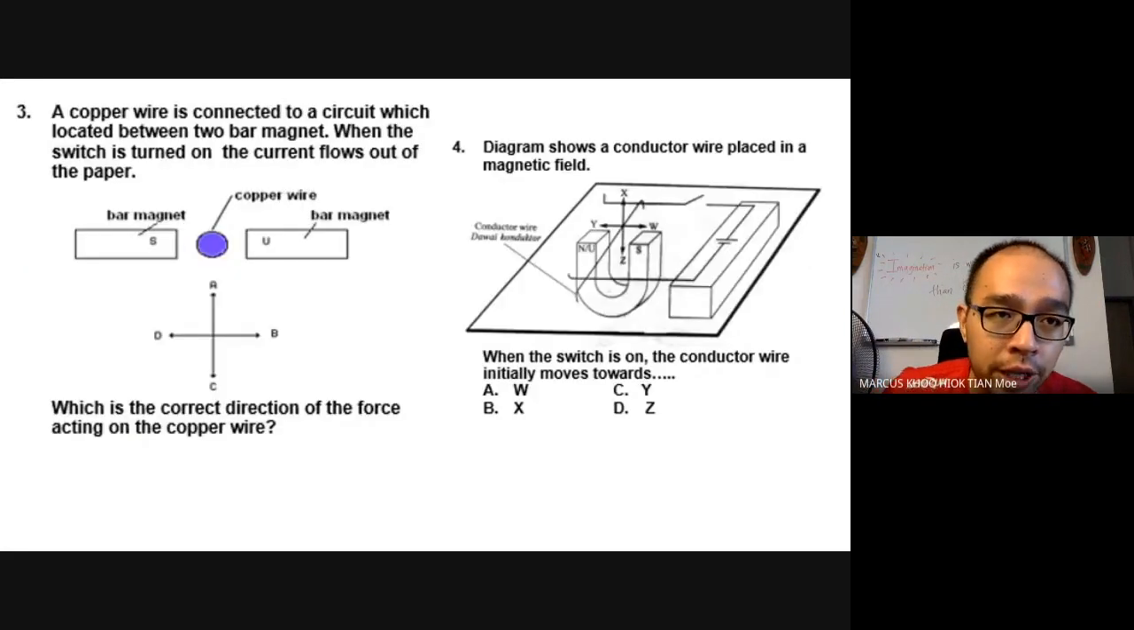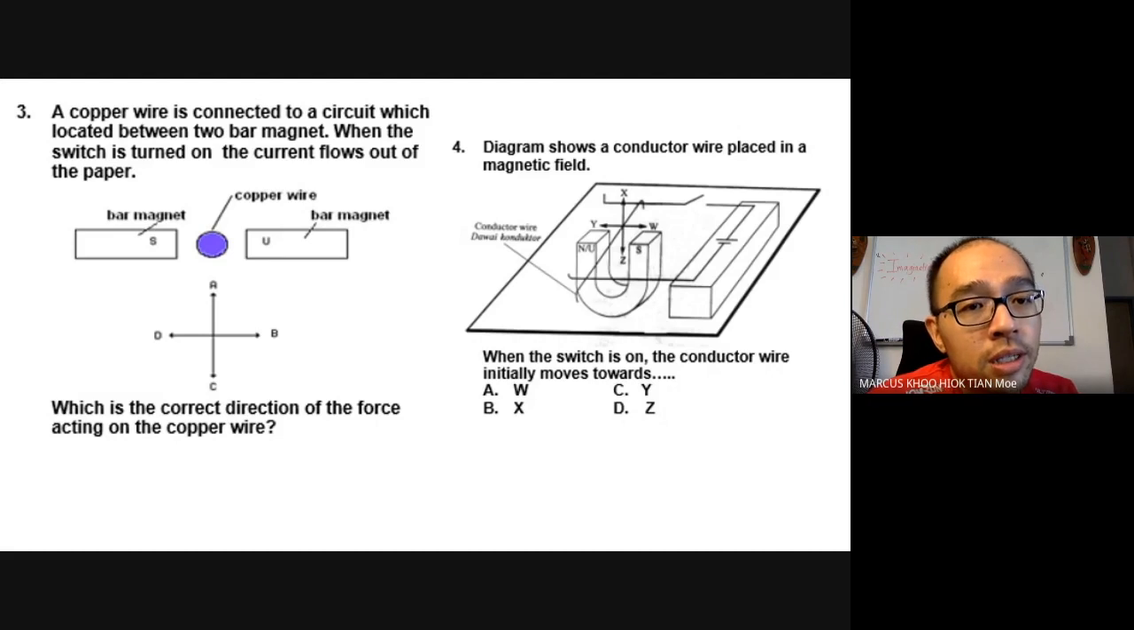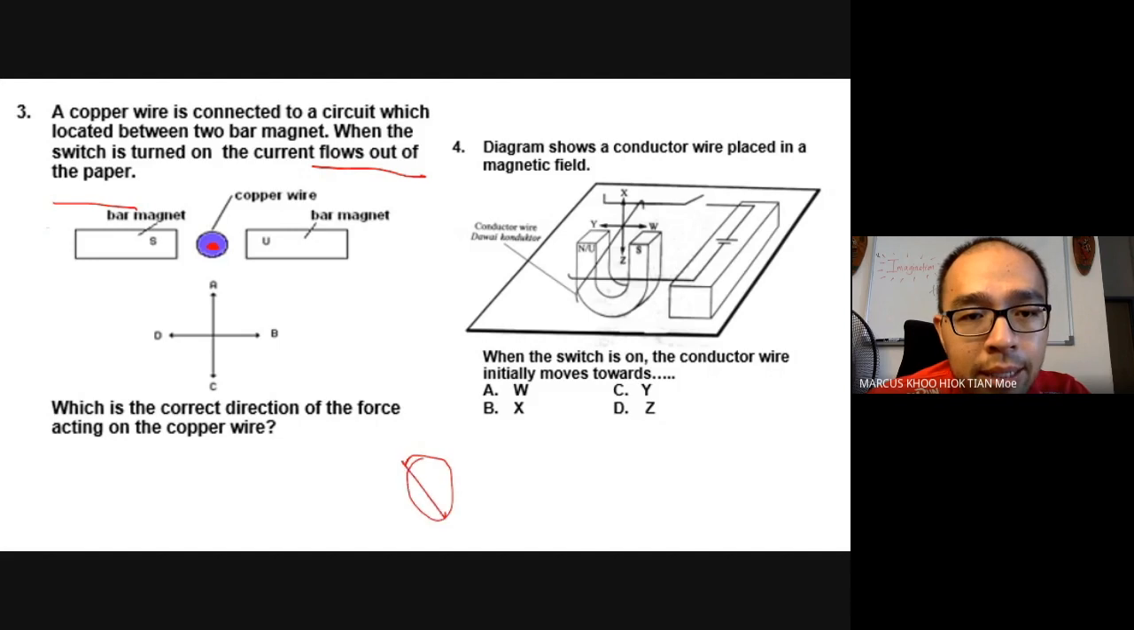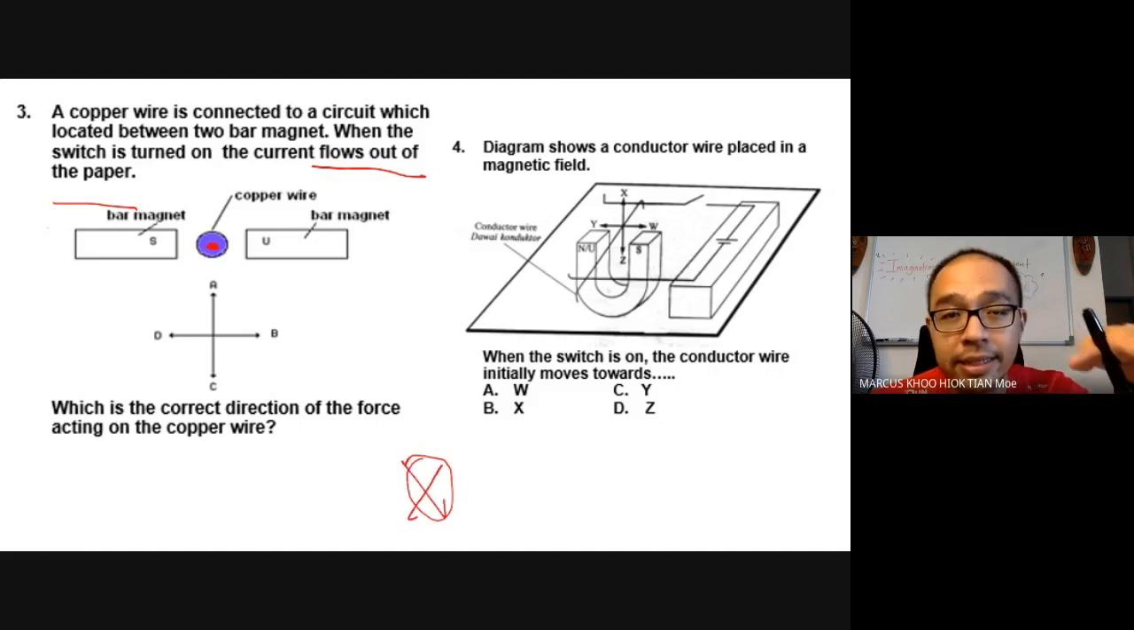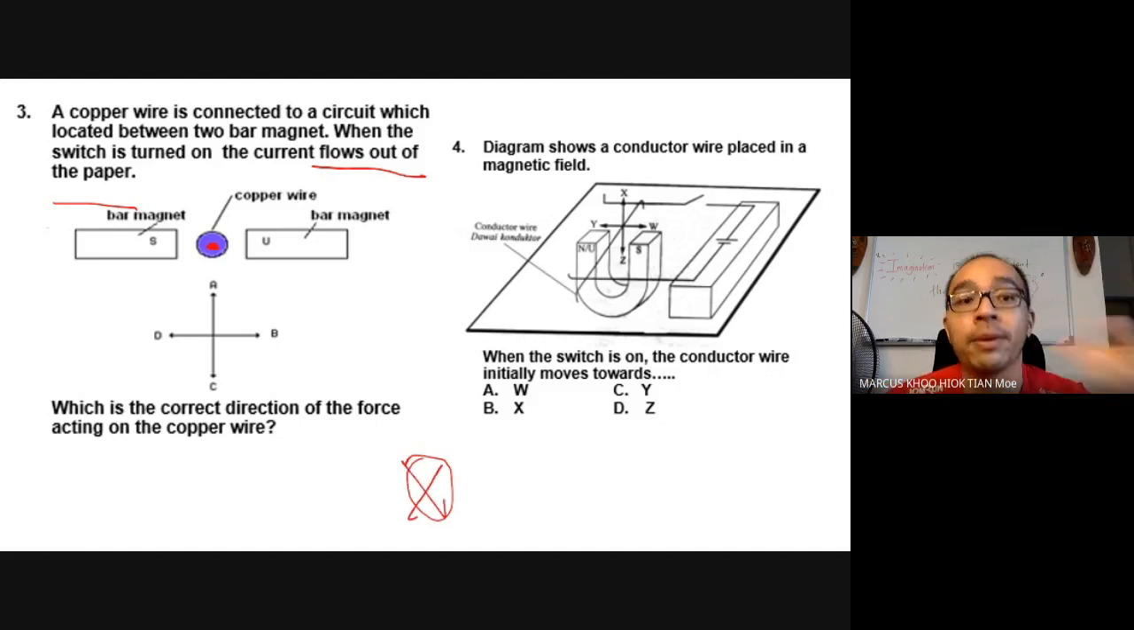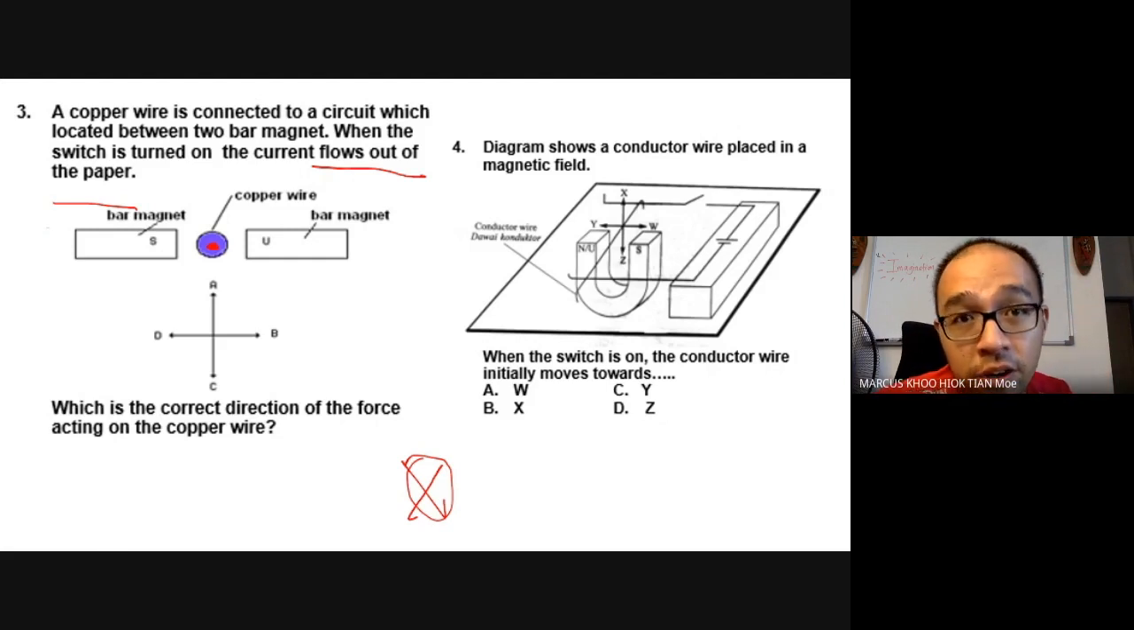Question number 3. A copper wire is connected to a circuit. When the switch is turned on, the current flows out of the paper. If it is out of the paper, we know that it is a dot. Remember, an X means going into the paper or screen, and a dot is coming out. So tell me, what is the direction of the force acting on the copper wire?